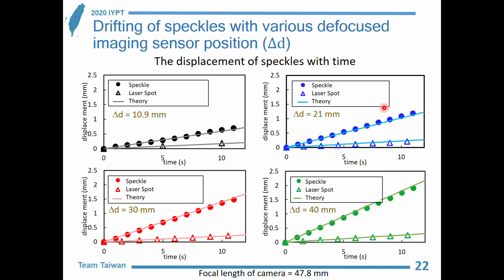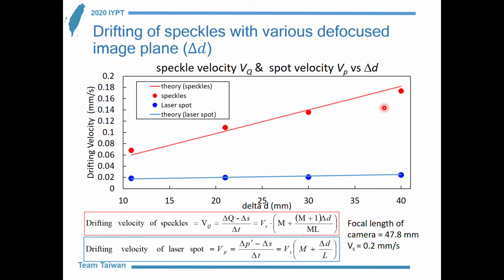Then, to further emphasize the effects of the image plane displacement, we keep all other parameters such as focal length, object distance, and aperture size fixed, and move the CCD sensor backwards. As predicted by our theory, a larger focus distance delta D results in a larger drifting displacement difference between laser spots and speckles. The drifting speed of the laser spot and speckles for different focus distances delta D can be summarized in this graph. Since object distance L and imaging magnification M are constant, the drifting speed of both speckles and laser spots is linearly proportional to delta D.